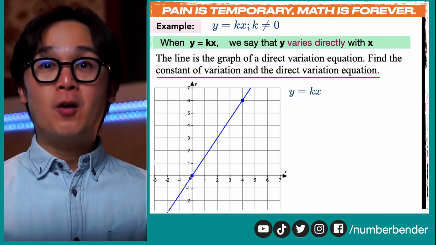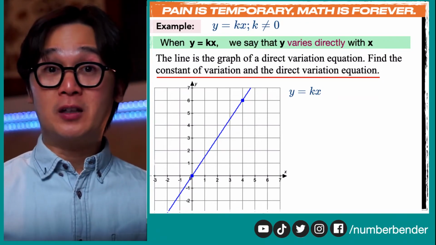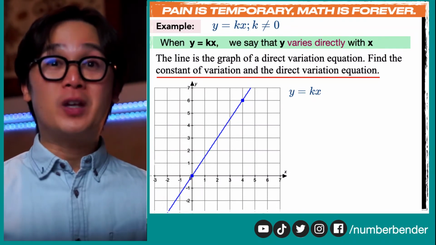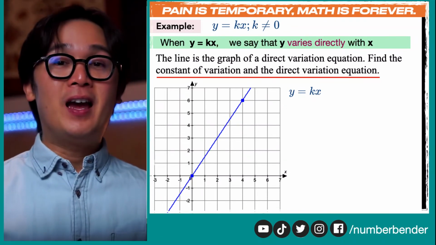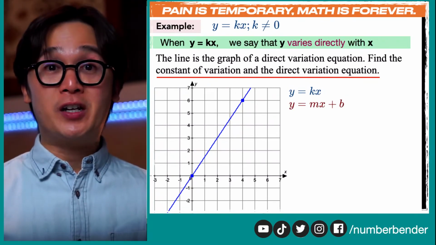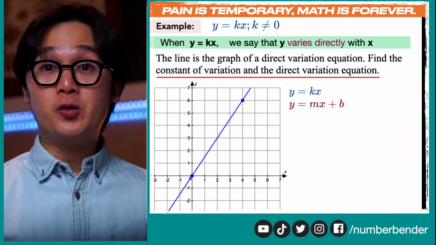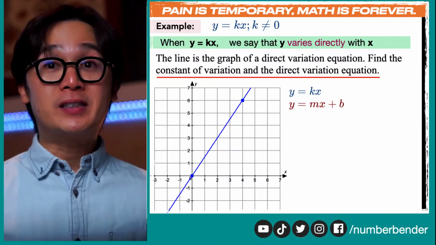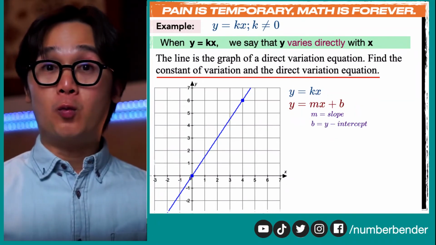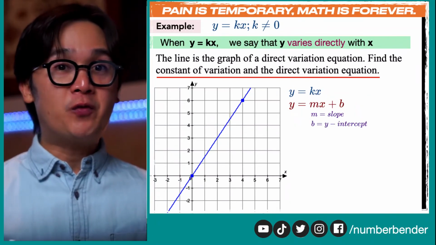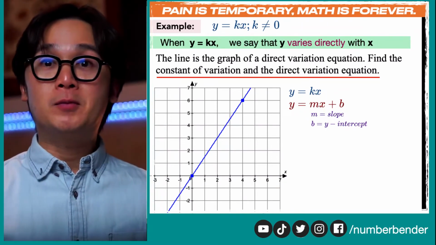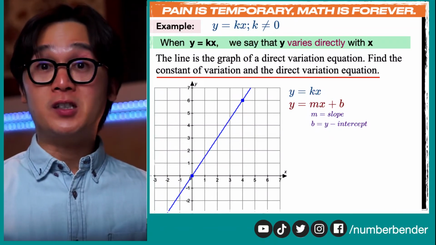And to do that, we're going to be starting with the formula that we're using, which is y is equal to kx, and then the clue that we are given in this graph. We are given a line, so that means we can associate this in the general formula for an equation of a line, y is equal to mx plus b, where m is the slope and b is your y-intercept. So all we need to do is to find the value of m and the value of b, and we'll be able to write the direct variation equation.